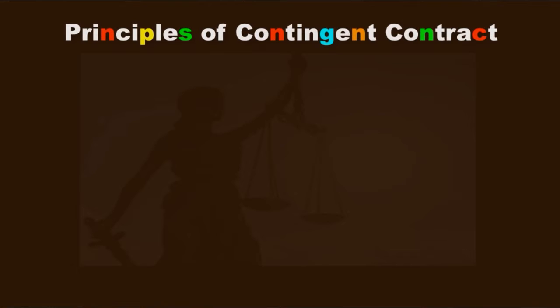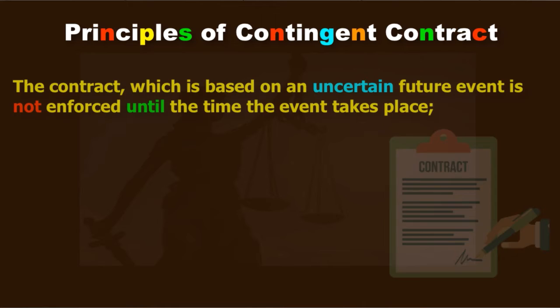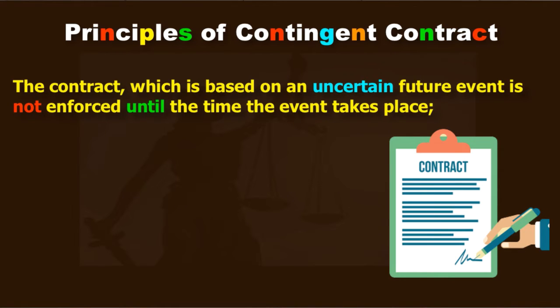Now let's check out the principles of contingent contract. The first principle is that a contract which is based on an uncertain future event is not enforced until the time the event takes place. What does it mean? Let's understand this principle with an example.